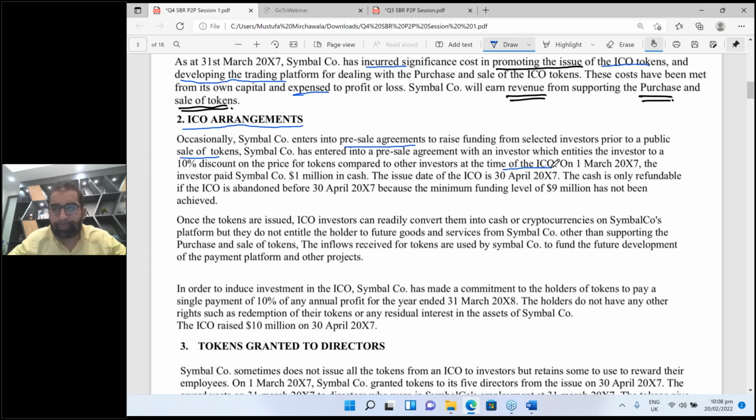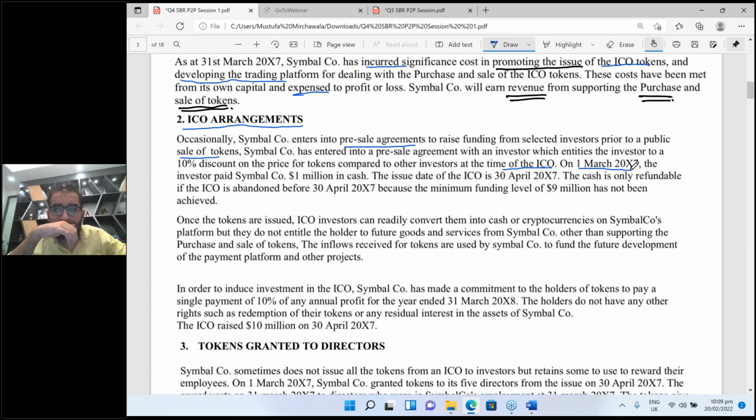Okay, now on 1st March X7, the investors paid symbol company 1 million in cash. 1st March X7, underline this date. That means before 31st March X7. Our first accounting period ends on 31st March X7, and we received this $1 million on 1st March X7. That means before the year end. Okay, the year end is 31st March X7.